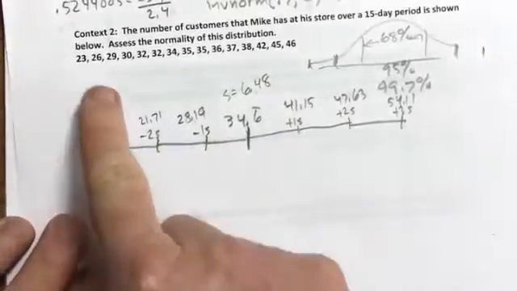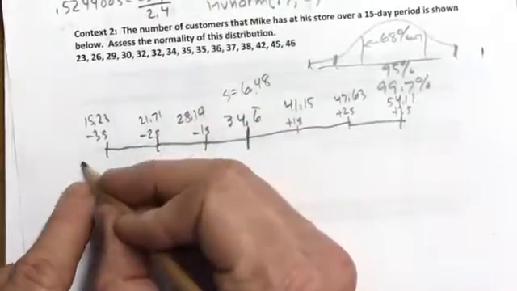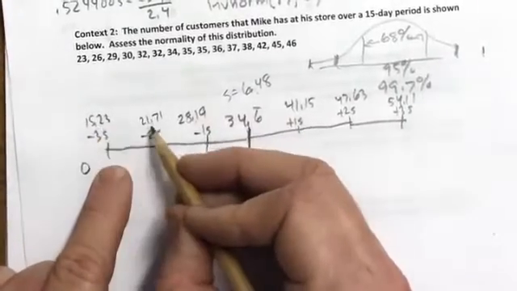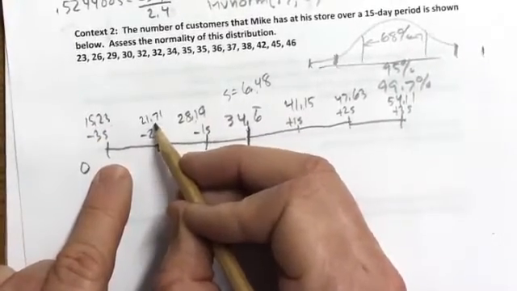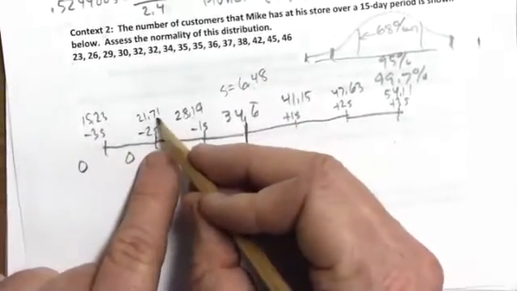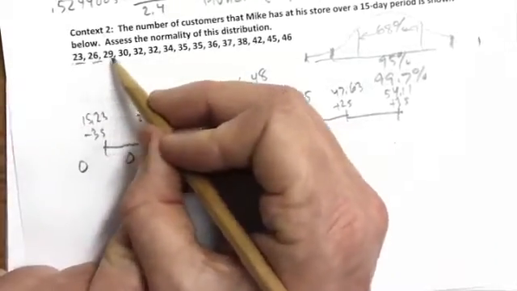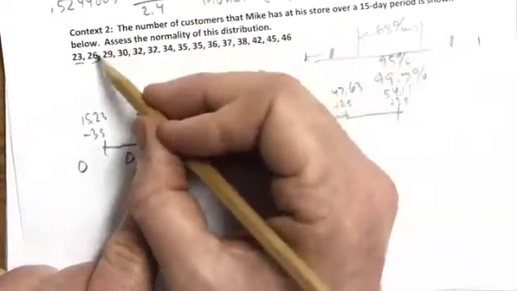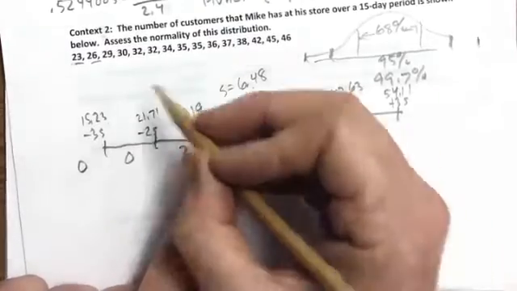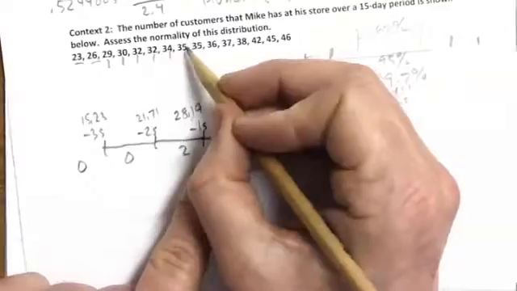We then count up the number of data points that are in each of these intervals. There's no values that are less than 15.23. How many are between 15.23 and 21.71? None. There's no values there. How many are between 21.71 and 28.19? Well, there's 1, 2, just 2, right? Those are the 2. How many are between 28.19 and 34.6 repeating? Well, that would be 1, 2, and then 3, 4, 5, and then that would be above it.